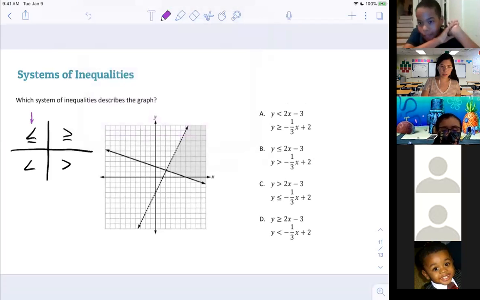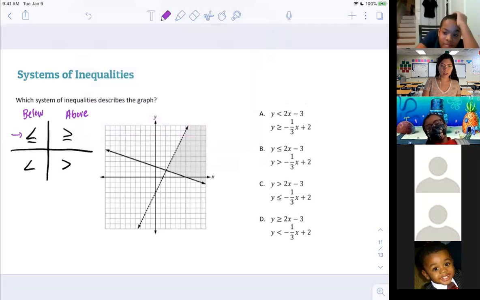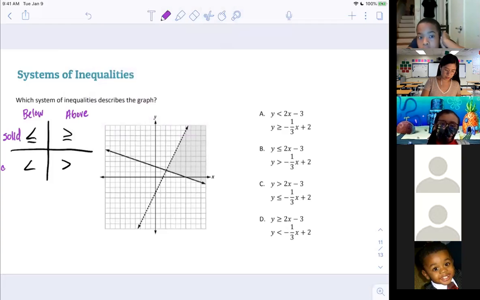Where am I shading, above or below? Below for less than. So this is below, the other one is above. What type of line is this going to be, solid or dotted? Solid. Good. Solid and dotted. Okay. Now, here I have 2 lines.